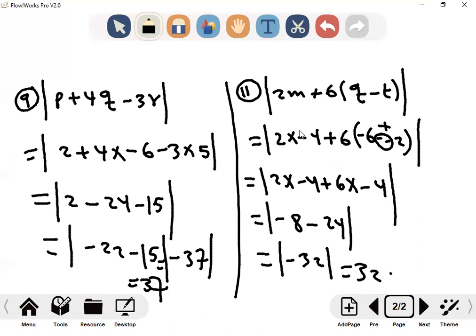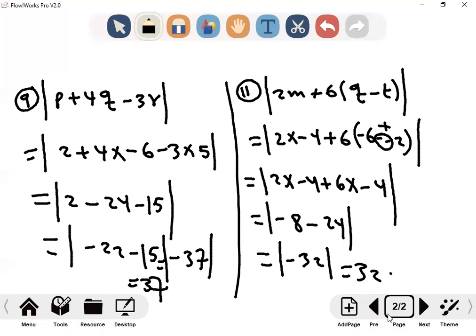Picture 2n plus 6 with a bracket q minus t, right? n is how much? Minus 4. 6 comes down. q how much? Minus 6. Minus from the question. And t how much? Negative 2. It will be positive, right? Now minus 6 plus 2 is minus 4. Times 6 is negative 24. Here we have 2 by negative 4, which is negative 8. Negative 24, negative 32. Check your answers.